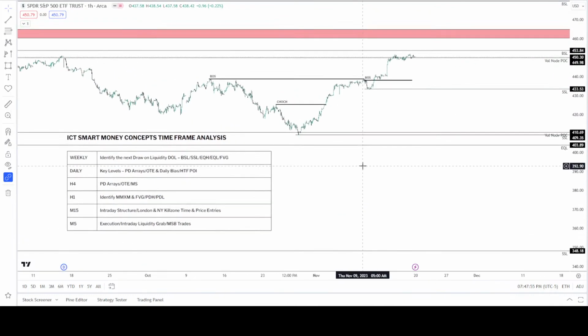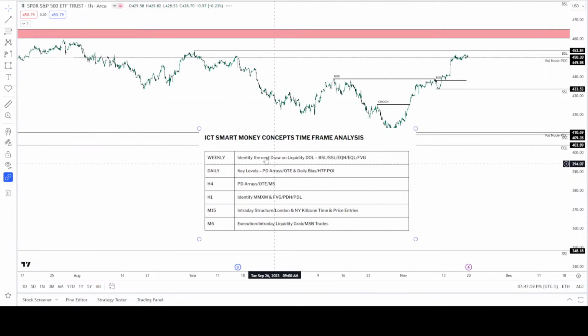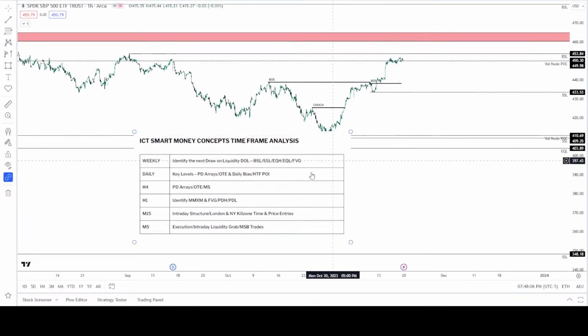Okay, and again on the 1-hour time frame, what we're looking for is market maker buy or sell models. Well, our sell model was this move here, which we've already seen distribution. So now what we're waiting for is some kind of top to form, and then we're waiting for an indication that we're switching to a market maker sell model.